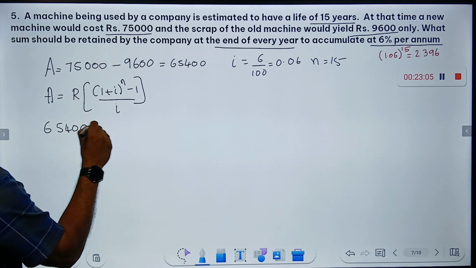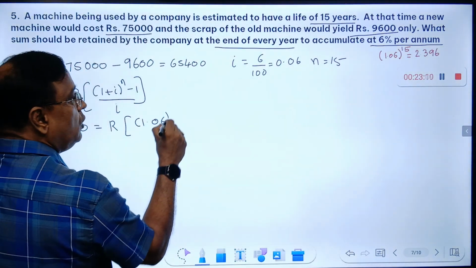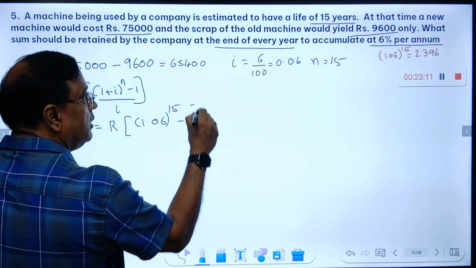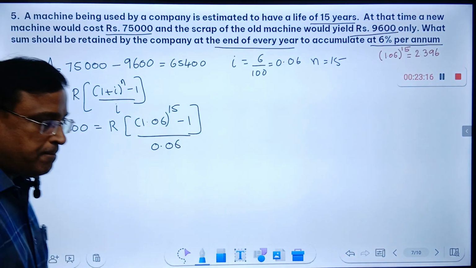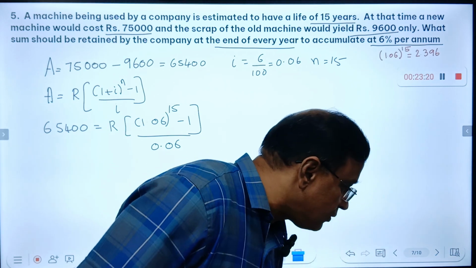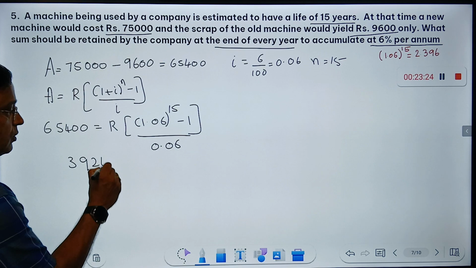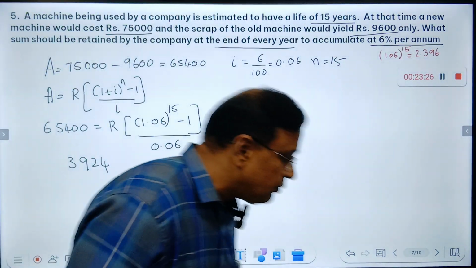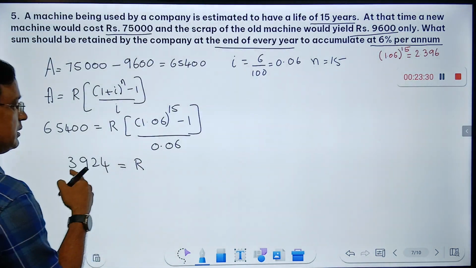65,400 equals R into (1.06) whole power 15 minus 1, divided by 0.06. Now the calculation, just cross multiply. If you cross multiply, you get 3924. Okay, you get 3924. If there is any mistake, please make the necessary correction. I don't think it's wrong.